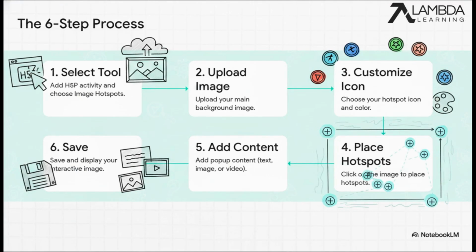Step 1. Inside your Moodle course, just add a new H5P activity and pick Image Hotspots. Easy. Step 2, upload your background image. Done. For step 3, you get to choose your hotspot icon and its color. Or hey, you can even upload your own custom one. Then, step 4, you just click on the image exactly where you want those hotspots to go. Step 5 is the fun part. You add your content to the pop-up. The text, the other image, or that video we just talked about.